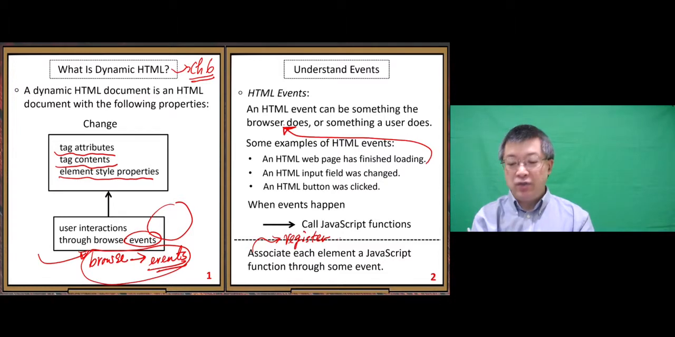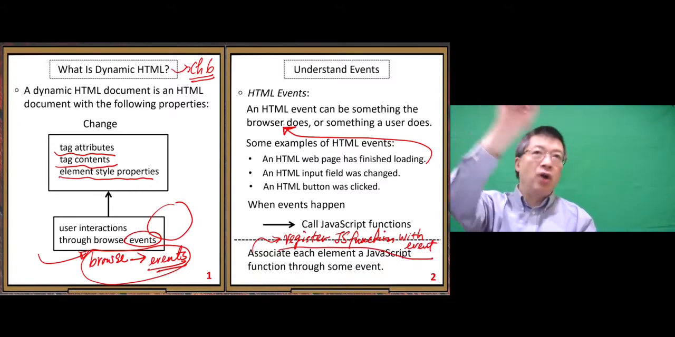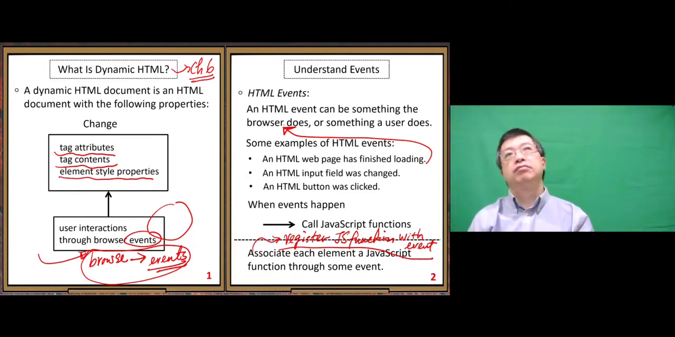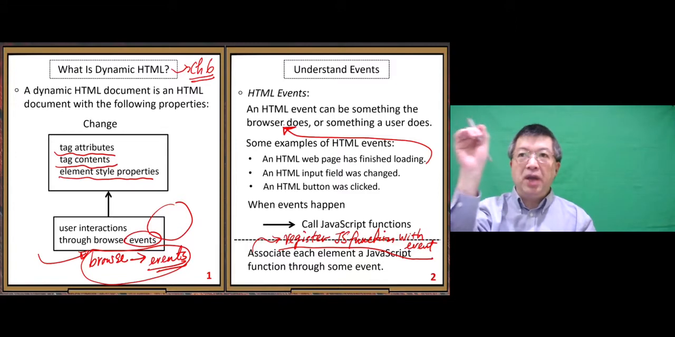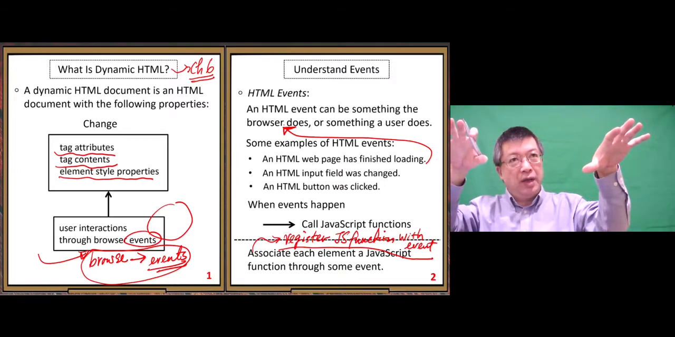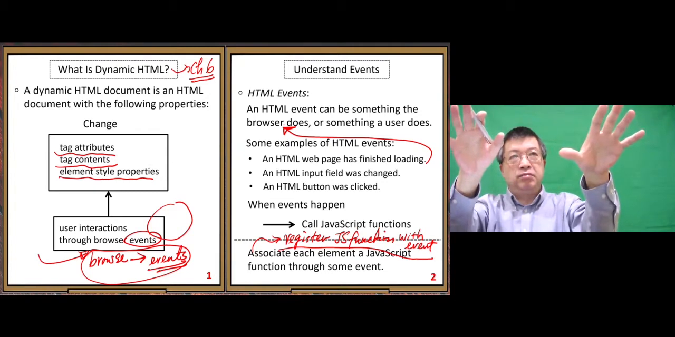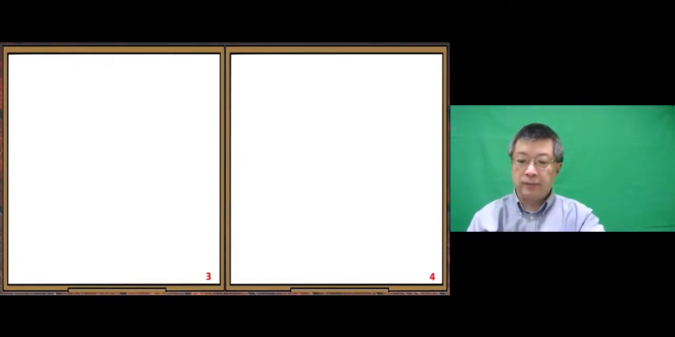Okay, so we register a JavaScript function associated with that event. We need to do this step. After that, you just write code inside your JavaScript function to do the data processing. That's the whole mechanism, the whole mechanism for dynamic content.